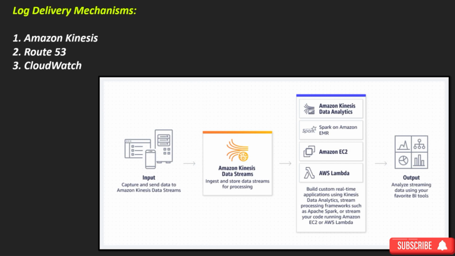DNS logging is a critical component of network security. As I have informed in the earlier lecture part, AWS Route 53 offers DNS logging capabilities, allowing you to monitor and audit domain resolution requests, contributing to a comprehensive security posture.